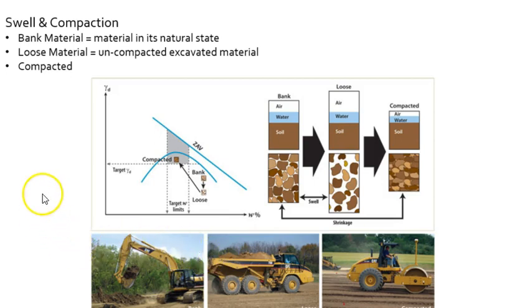Another part of the puzzle that contractors have to be aware of and take into their calculations is the different states of soil. So there's swell and compaction, three different states of soil. Bank material is material that's in its natural state, and that's what we see here. This represents a certain amount of soil, a certain amount of water, a certain amount of air. So when we just happen upon an undisturbed site, the material that's in the earth is bank material.